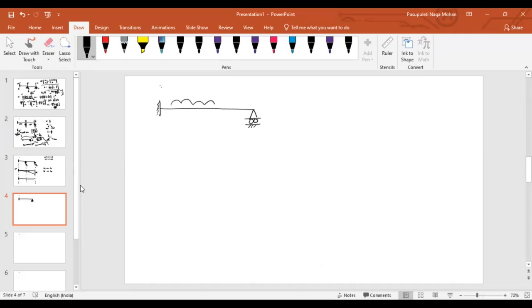Let us say there is some arbitrary loading acting on the beam. First of all, we want to solve this using the force method. If we want to solve this using the force method, what unknown quantities do we have to consider? We have to consider static indeterminacy. In this case, what is the static indeterminacy? 1, isn't it? So we have to choose one unknown. For simplicity, I will take the reaction at B.